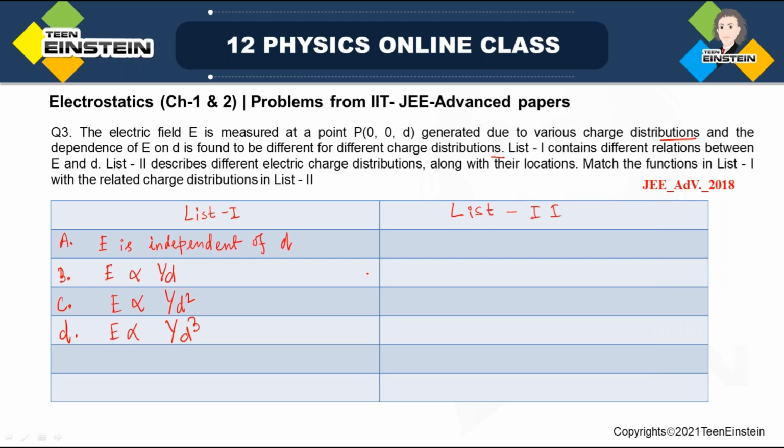Now I'll write 5 different charge distributions. The first option is P on list 2: a point charge Q at the origin.